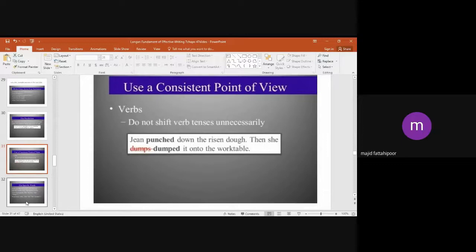The meaning is that something doesn't have too much impact on you anymore. Okay, because it's past. For example, Jean punched down the reason door, then she jumped into the work table. If it is a cooking lesson, just imagine if it's a cooking lesson, it's better to change it to present sentence. Why? Because it gives the audience a sense that they can do it themselves.